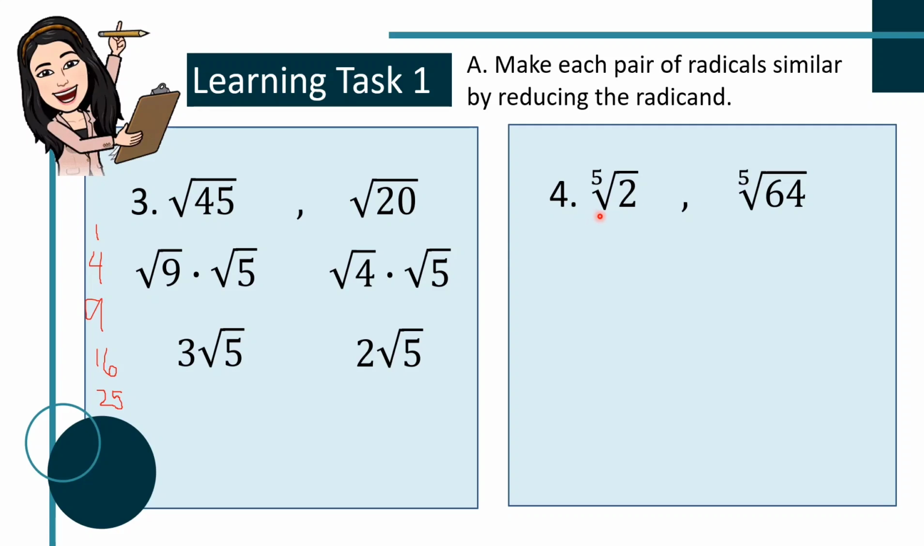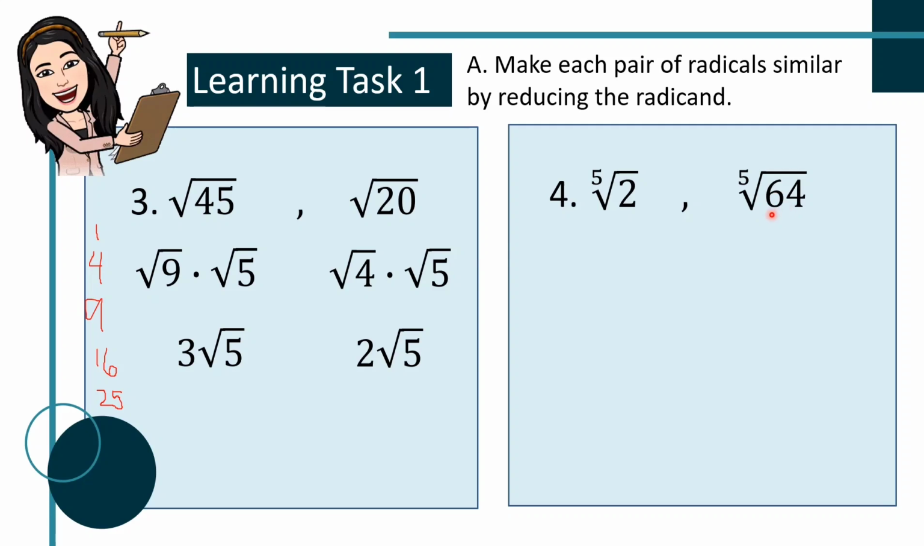Now, let us proceed with number 4. Number 4 natin given is 5th root of 2 and 5th root of 64. Ayan, 5 yung root natin or 5 yung index natin. So, therefore, 5 times na i-multiply sa sarili. Yun ang hahanapin natin. So, since ang given natin sa first radical is 5th root of 2, so naka-simplest form na siya. Let us proceed with the second radical. So, we have 5th root of 64.